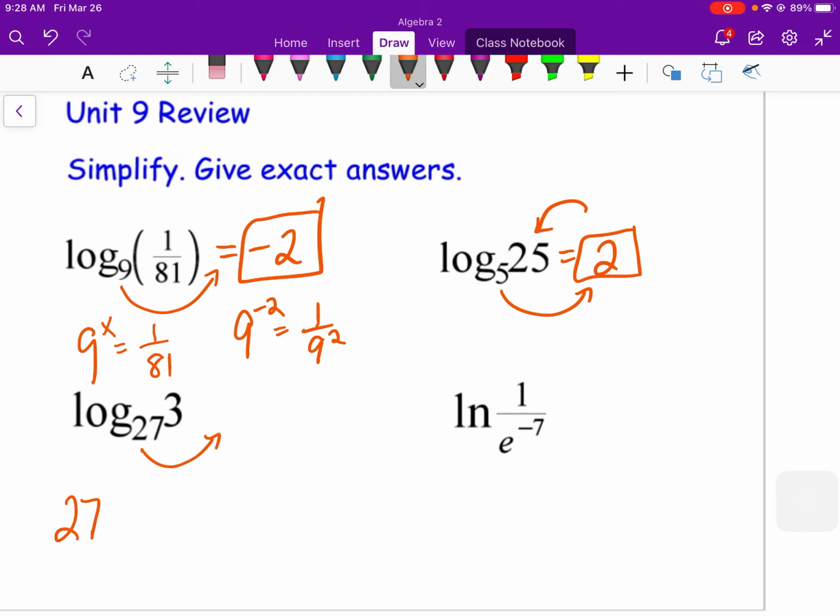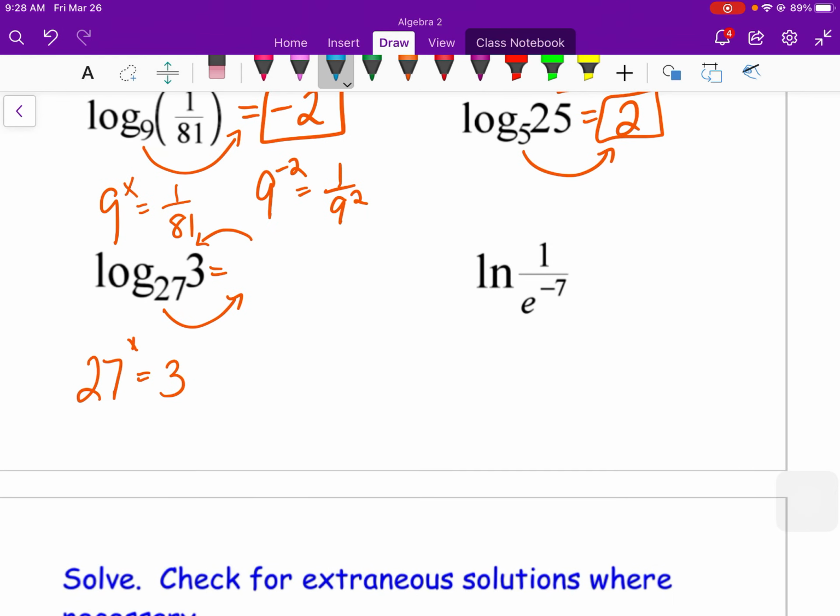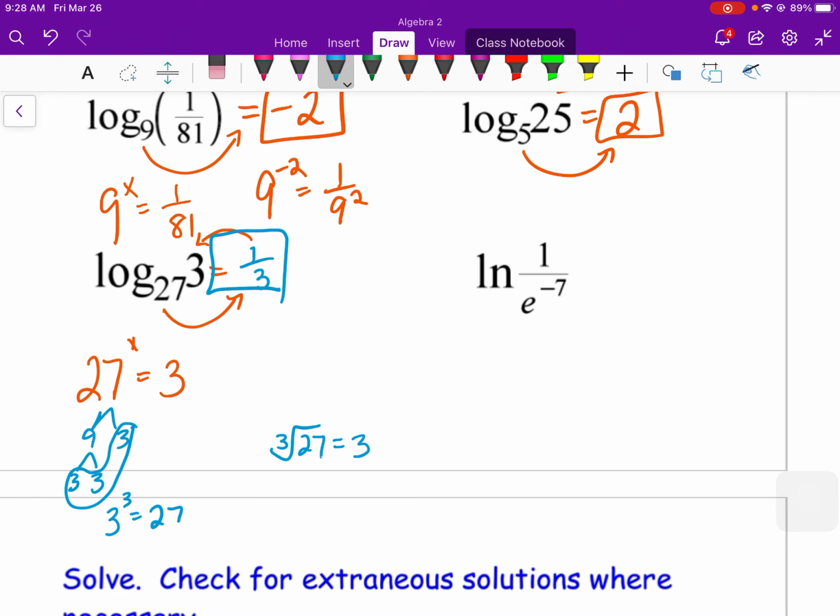This one would be 27 to what power equals 3. So since I am going from a large base to a smaller value, it's going to be a root. Remember, you can always factor tree this and see how many 3's does it take to make 27. It takes 3. So since 3 cubed is 27, the cubed root of 27 is 3, which means that's the same thing as 27 to the 1/3 power. So it would be 1/3.